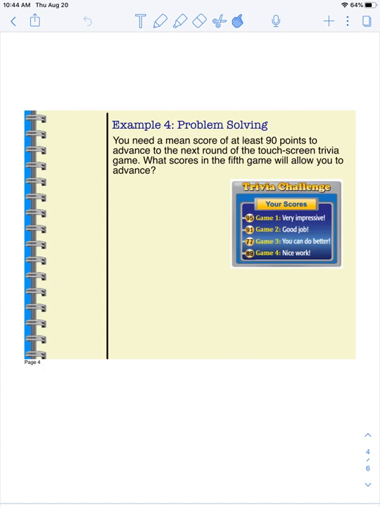So let's start setting this up. We have 95 plus 91 plus 77 plus 89 plus whatever we score in game 5, which I'm going to say is x for now, divided by 5 has to be at least 90 points. So this is greater than or equal to 90 points. We want to know what scores in the 5th game will allow you to advance. So we're going to start solving for x now.